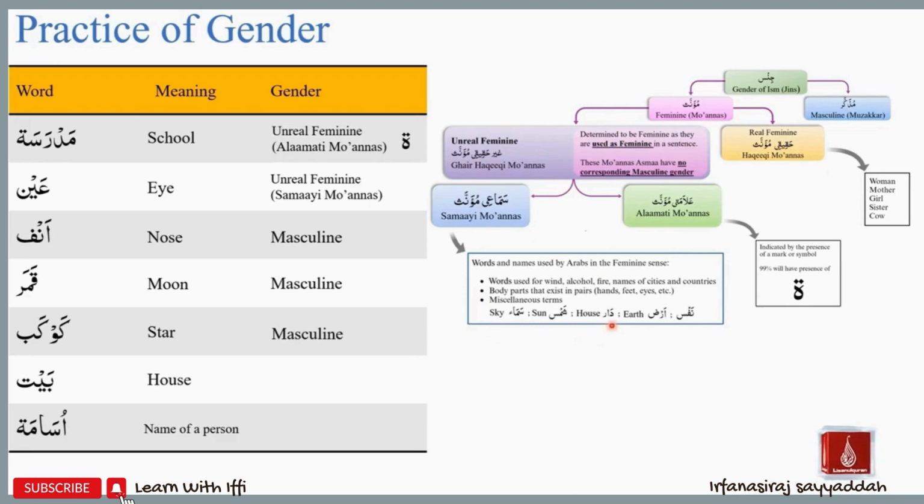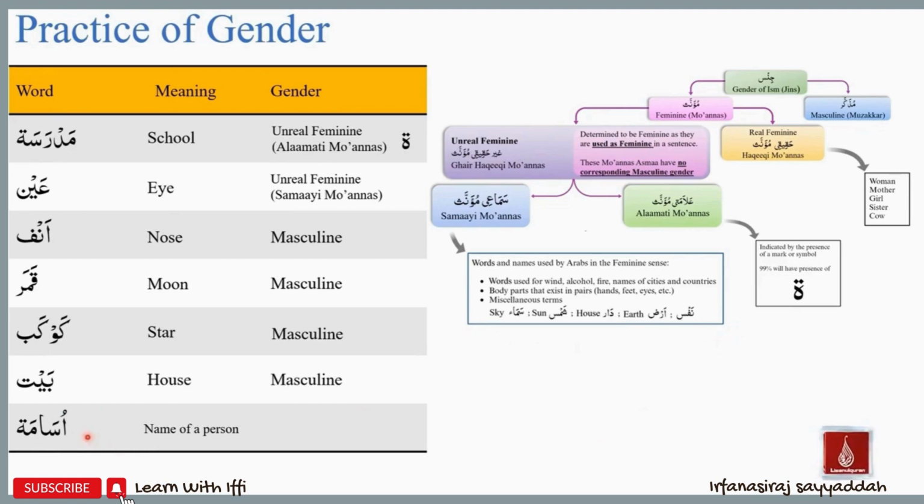Bait is not dar. Dar is a word which is used for house, and only the word dar is used by Arabs in the feminine sense, not bait. So it is important to make the distinction between these two words even though they have the same meaning. So dar will be used as feminine in a sentence. Bait will be used as masculine because it does not fit our criteria for being a feminine ism.